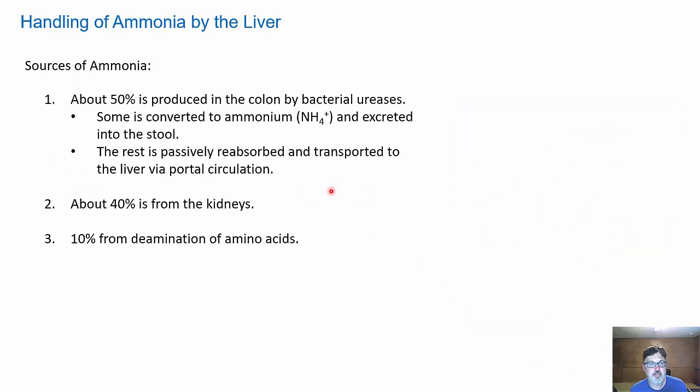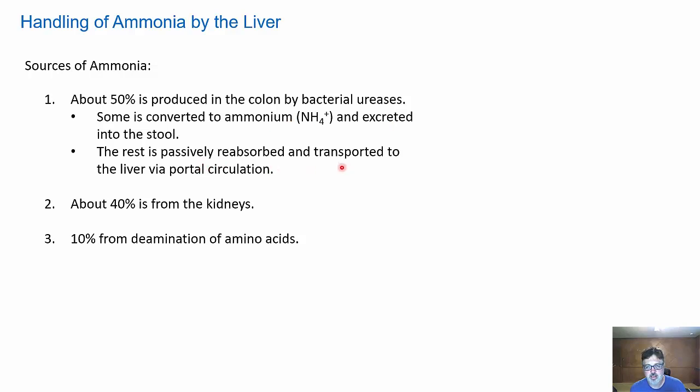So about 50% of the ammonia that we're looking at is actually produced in the colon by different bacteria. And they have these enzymes, ureases, and that will actually be what's producing a lot of the ammonia. So like I mentioned before, some of this is converted to ammonium, which cannot be reabsorbed because it is a polar molecule here, and that will be excreted into the stool. The rest of the ammonia is neutral, and it will readily be reabsorbed, transported to the liver by portal circulation.